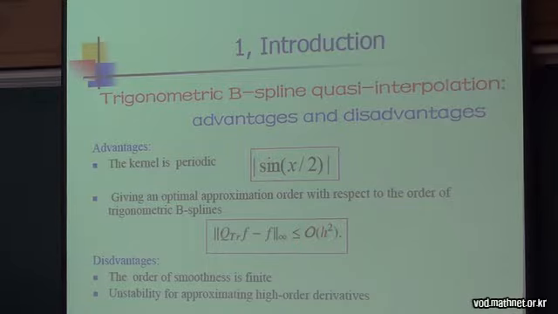However, since the kernel of the trigonometric B-spline quasi-interpolation has a finite order of smoothness, in some cases, if we want to use this quasi-interpolation to approximate high-order derivatives, we have to use high-order trigonometric B-spline quasi-interpolation. It will make the scheme unstable, since, as we know, high-order trigonometric B-splines involve computation of high-order divided differences.